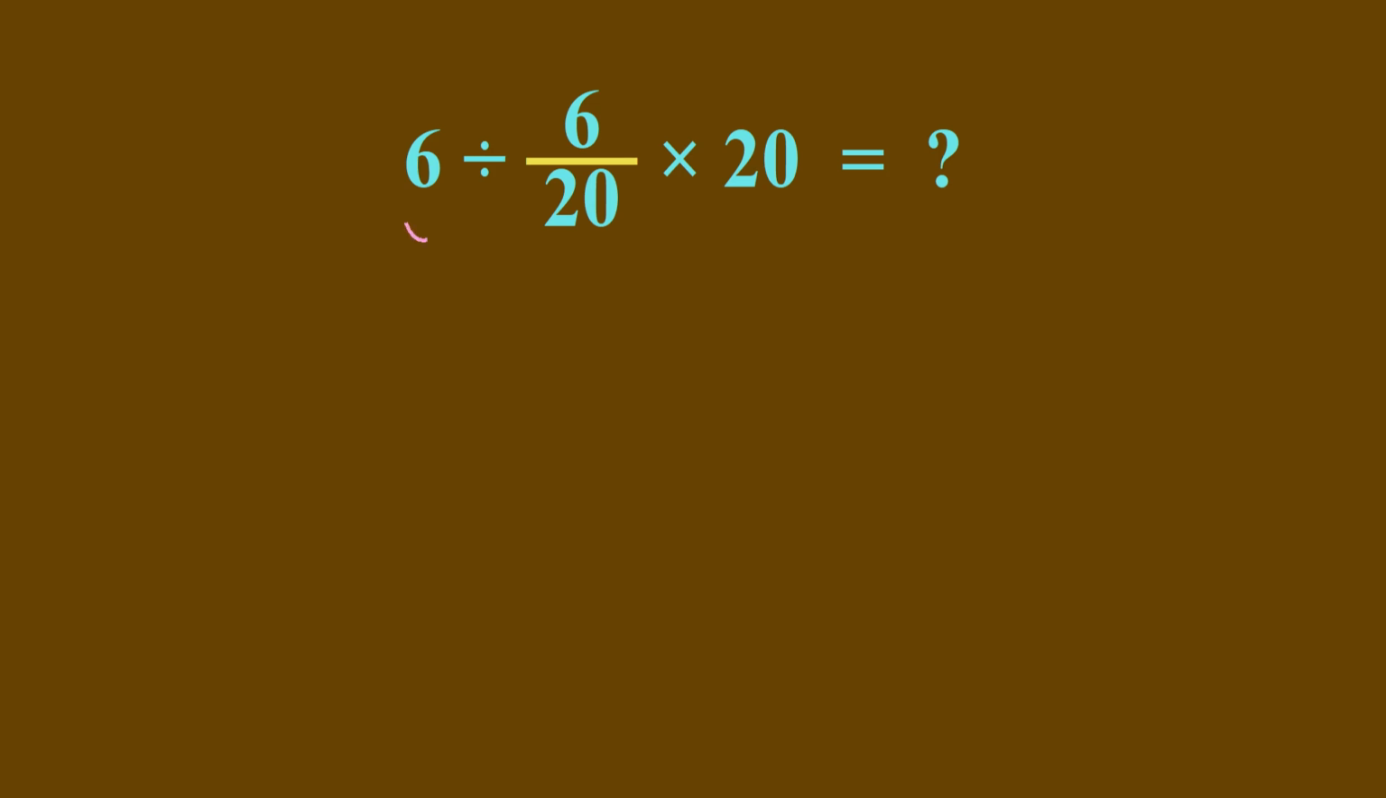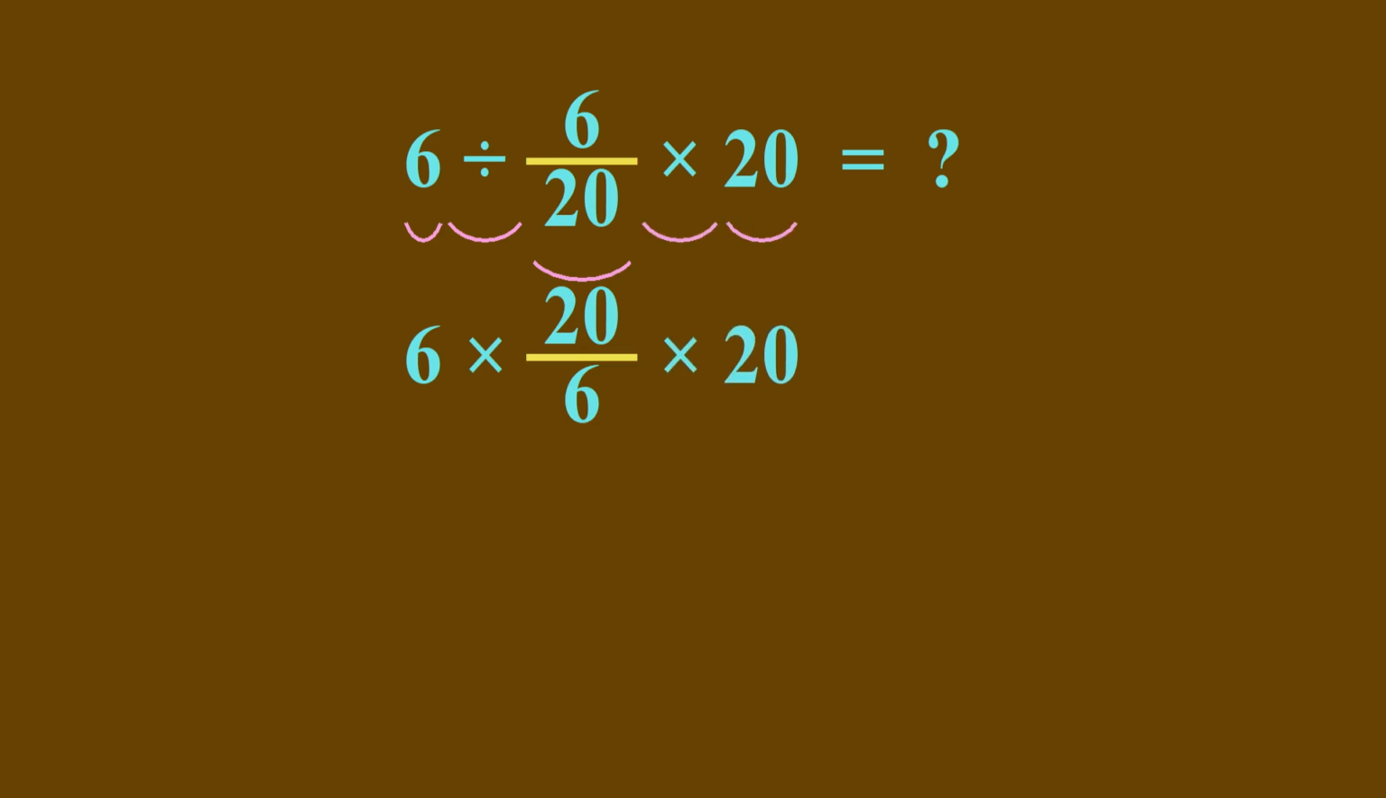6 divided by 6 over 20. To do this division, write down the 6, then change division to multiplication and flip this fraction to 20 over 6. And here again we have times 20. Now we have this new problem. First we do this multiplication.